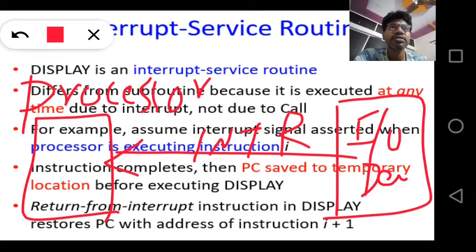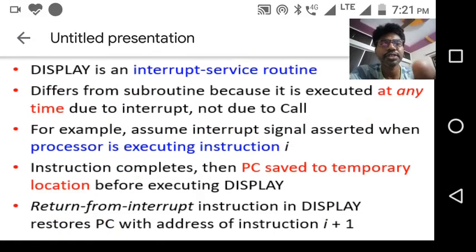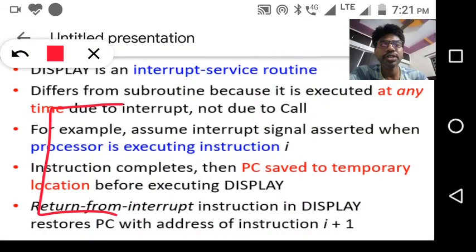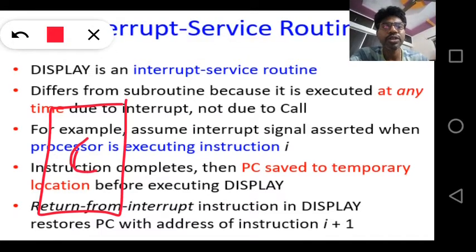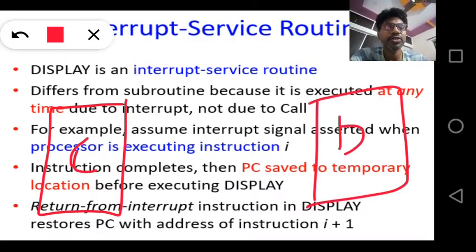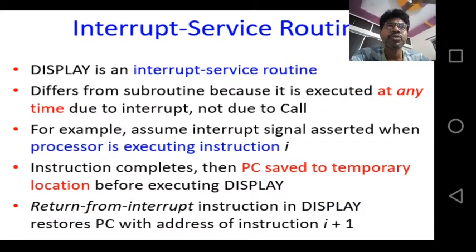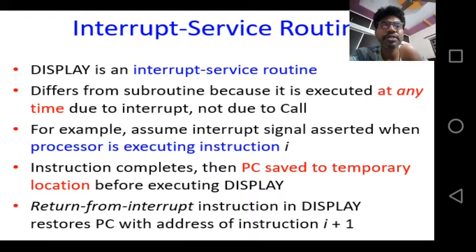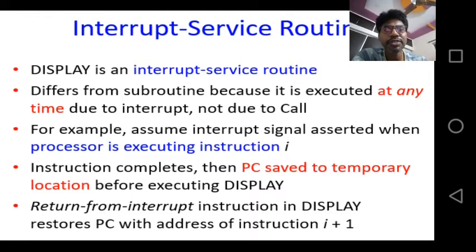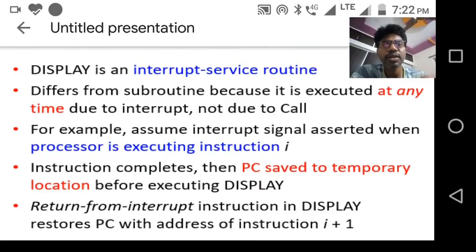So when the processor receives interrupt request signal, what actually happens? Let's look at the previous example. That is, we said that display compute is one routine and display is another routine which sends interrupt signal, something like that. So display is an interrupt service routine, there is a special word called interrupt service routine. What does interrupt service routine mean? Let me give you a picture.